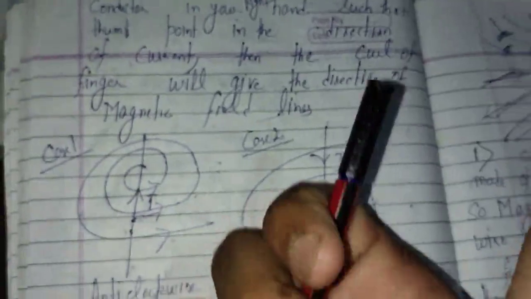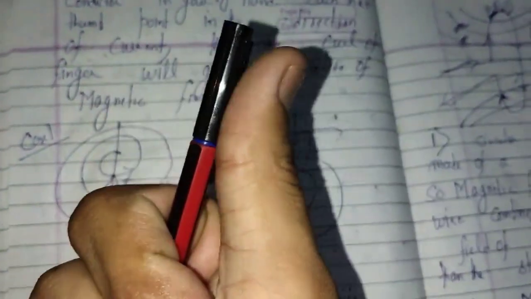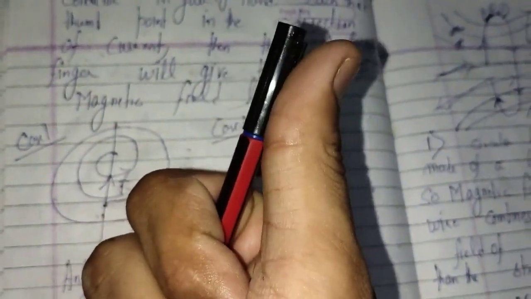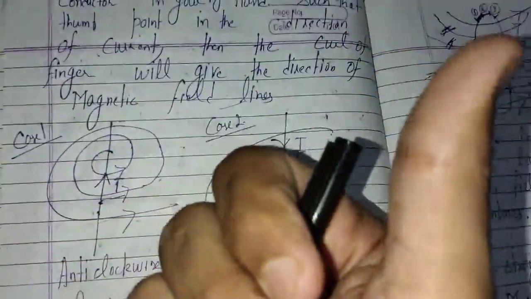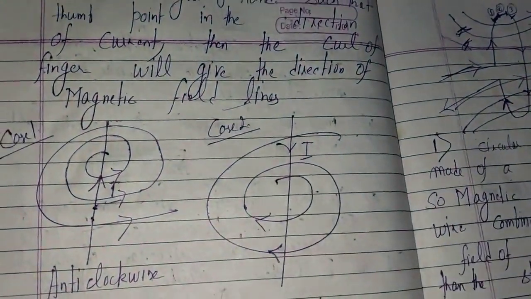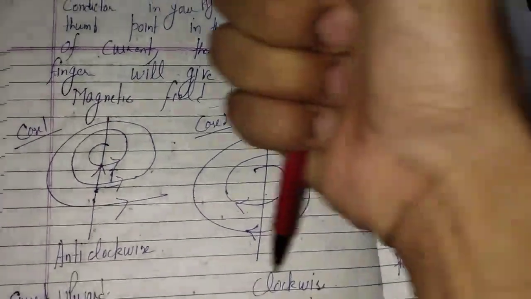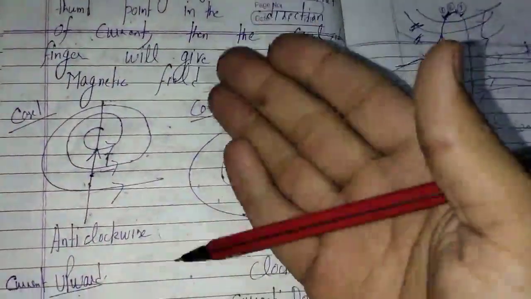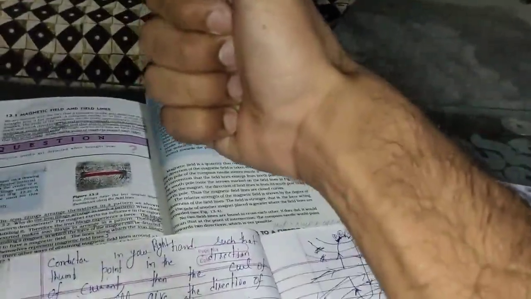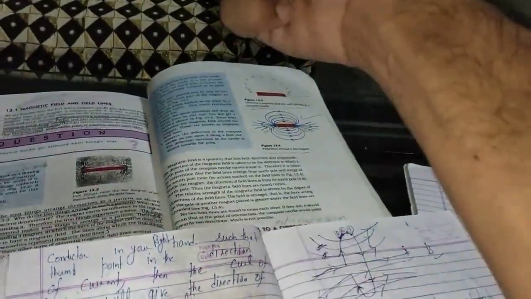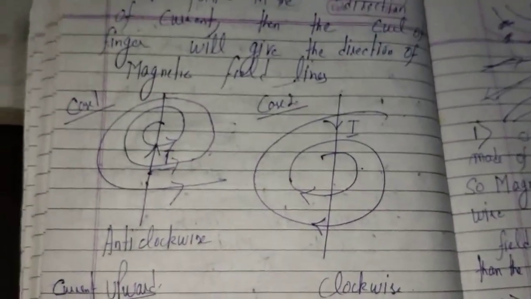Hold the current carrying conductor in your right hand such that the thumb points in the direction of current. Then the curl of fingers will give you the direction of magnetic field lines like this. Curl is like this, like this. So this is anti-clockwise. 12, 9, 6, 3, 12, 9. So this is anti-clockwise. So this is the right hand thumb rule.